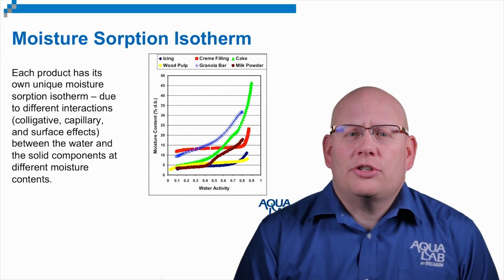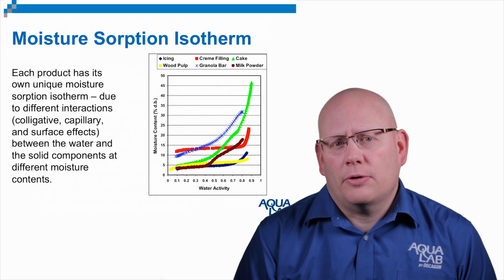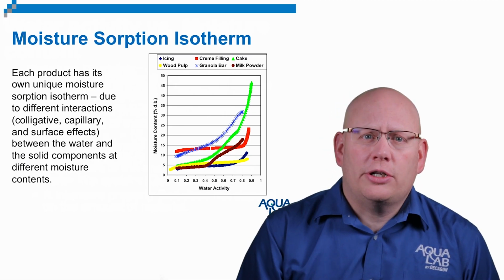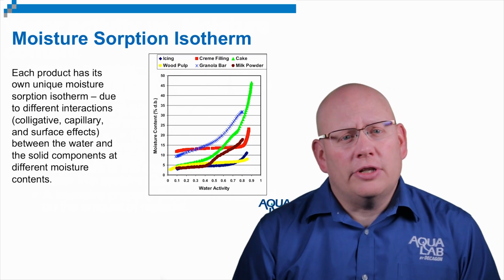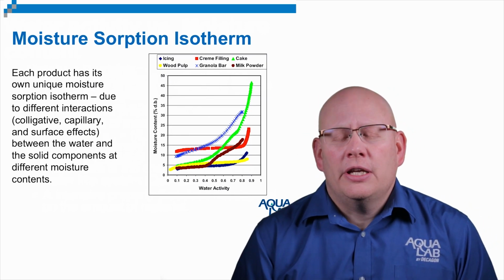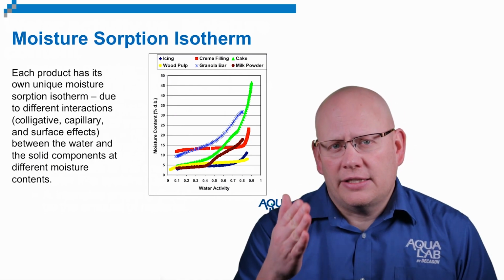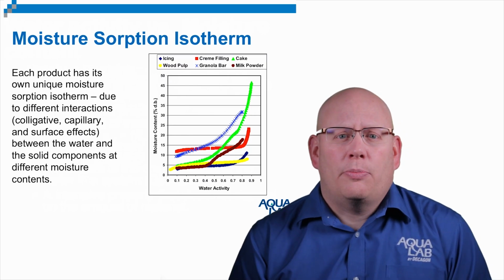So looking at that relationship between water activity and moisture content, we call this again a moisture absorption isotherm. Isotherm meaning one temperature, because this relationship between water activity and moisture content will change as temperature changes. It's also very unique to each type of product or material. And the amount of water or the moisture content that exists at any given water activity is very dependent on what the product is made up of.